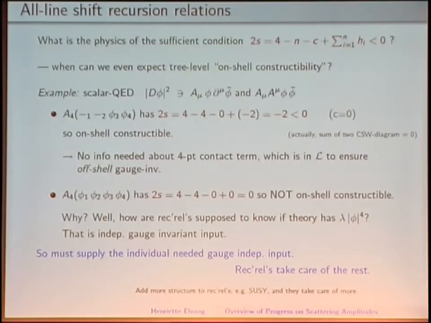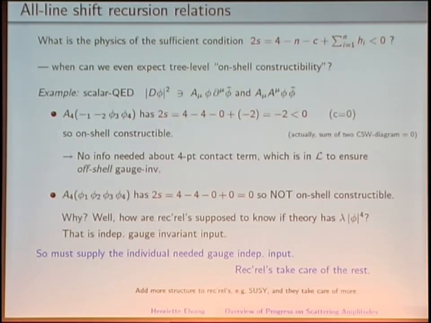However, if I were to calculate the scalar amplitudes starting at 5 point and higher, they would be constructible, because now I have supplied this interaction at lower point. So then I can construct everything above that. The lesson is that we really need to supply the individual gauge invariant information that we want to put in, and then recursion relations can be expected, roughly speaking, to take care of the rest.